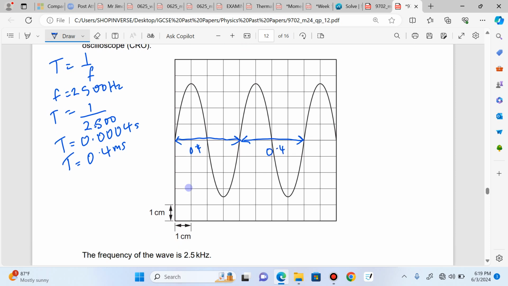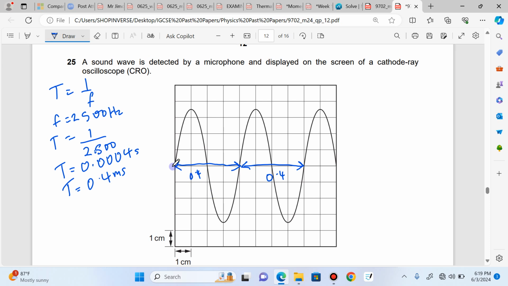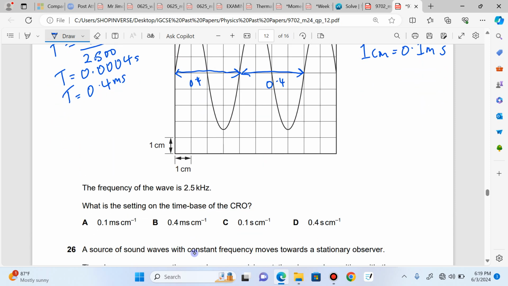They are asking for the time base. So if 4 boxes represent 0.4 milliseconds, and don't forget that 1 box is 1 centimeter, so if 4 centimeters represent 0.4 milliseconds, then 1 centimeter will be 0.1 millisecond. And that should be the time base.